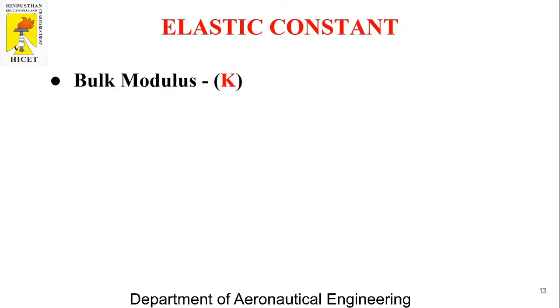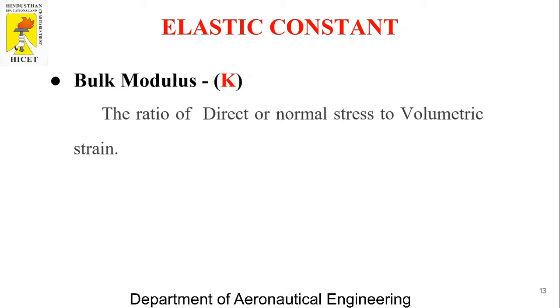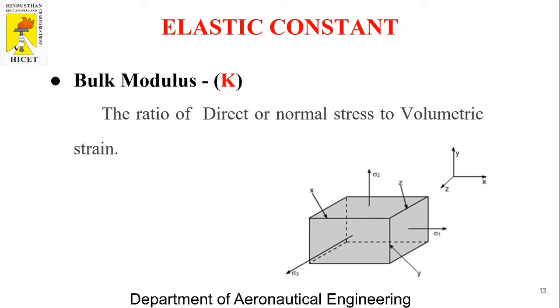The third one is bulk modulus, the ratio of direct or normal stress to volumetric strain. If three normal stresses, sigma 1, sigma 2 and sigma 3, are acting on your body, a change in volume will occur on the body. So K is equal to sigma by epsilon B, where epsilon B is the volumetric strain. Volumetric strain epsilon B is given as the strain in x direction plus strain in y direction plus strain in z direction, so we can write it as epsilon x plus epsilon y plus epsilon z.